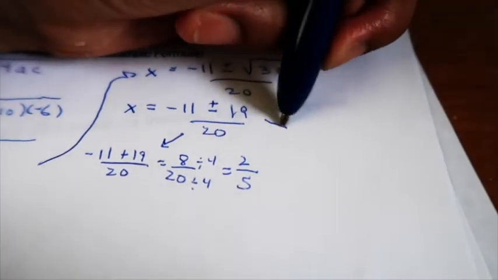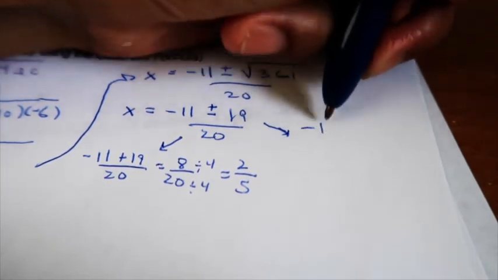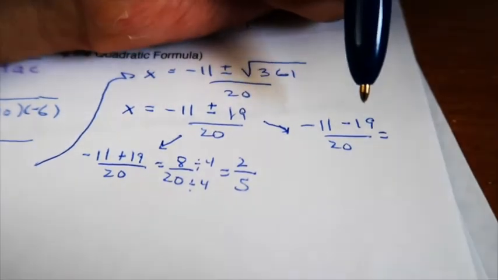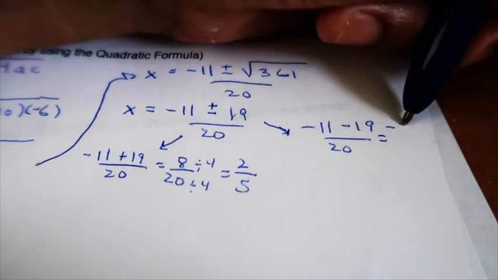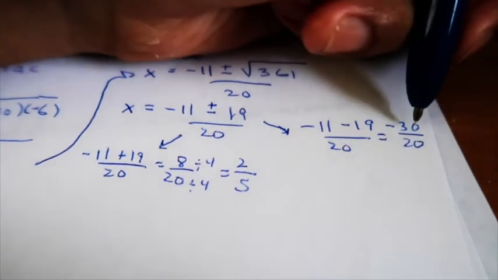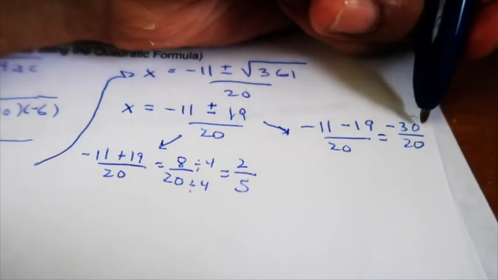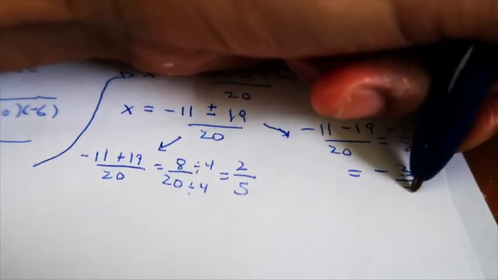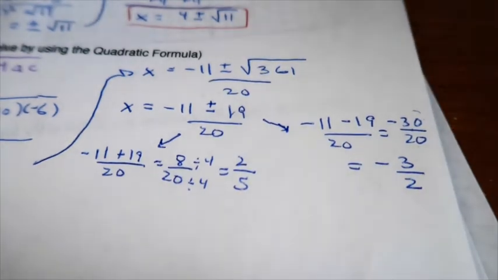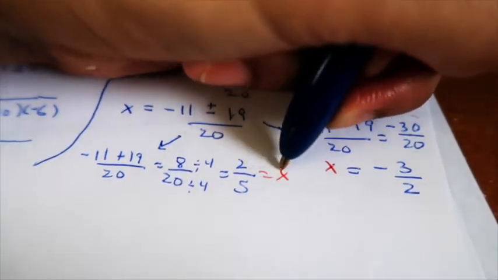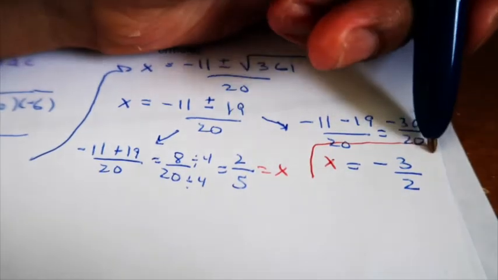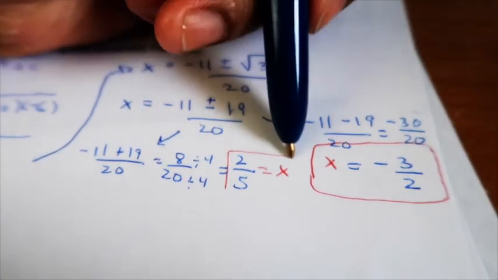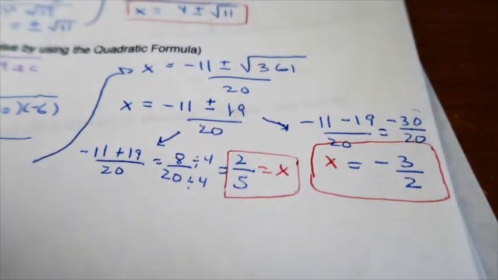And now we're going to do the other one. Negative 11 minus 19 over 20. Negative 11 minus 19 is negative 30 over 20. And negative 30 over 20, we can take out a 10, the top and the bottom, and we're left with negative 3 over 2. So that would be our x. Our x is negative 3 over 2, and x equals 2 over 5. That's all. Find our answer.